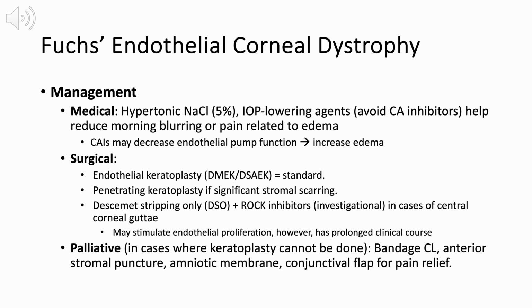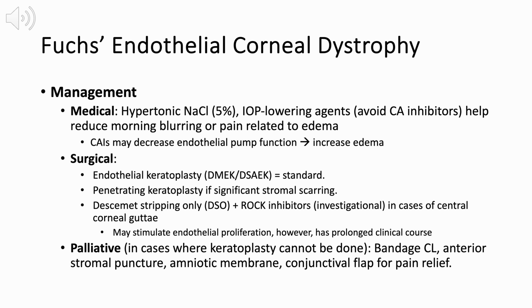Another evolving option is Descemet stripping only, or DSO, sometimes combined with ROCK inhibitors. This is investigational but has shown promise in cases where the disease is limited to central corneal guttae. The principle here is that removing the diseased central endothelium may stimulate surrounding healthy cells to migrate and repopulate, though the clinical course is generally prolonged.